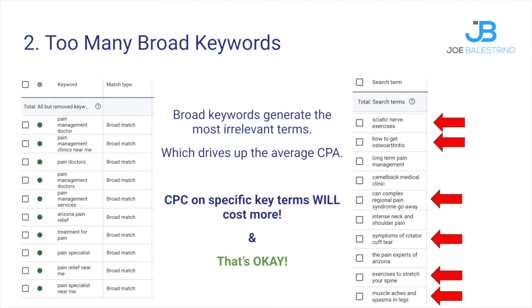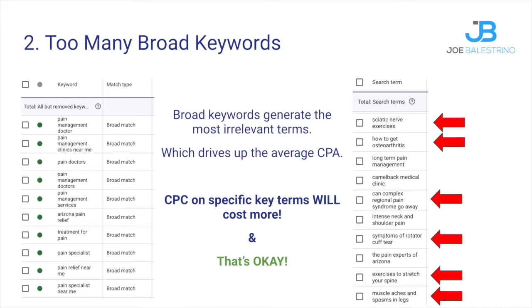It could be the word pain doctor on broad match could generate: how do I become a pain doctor? How much do pain doctors make a year? I have pain, should I call a doctor? Those kinds of keywords. And those keywords themselves, since they're broad, the cost per click is cheaper. Again, going back to focusing too much on what the cost per click is. Because the broader the term, the cheaper the cost. But the broader the term, the more clicks you need in order to get a conversion, in hopes of hitting the right audience.